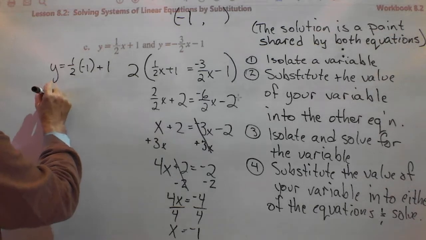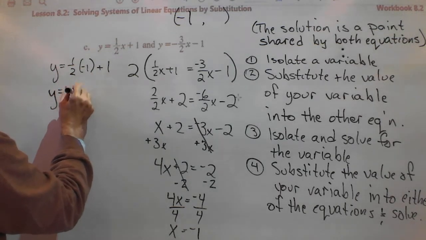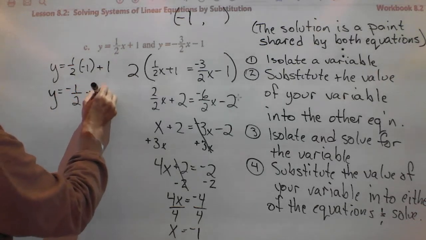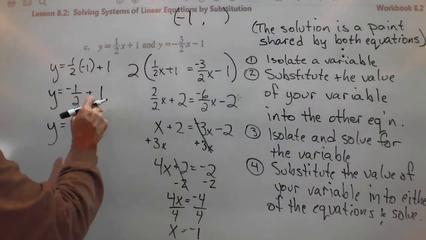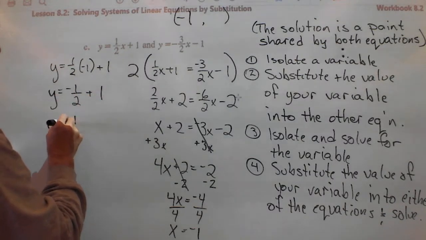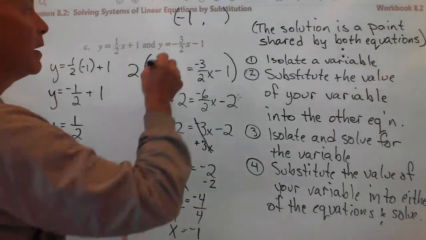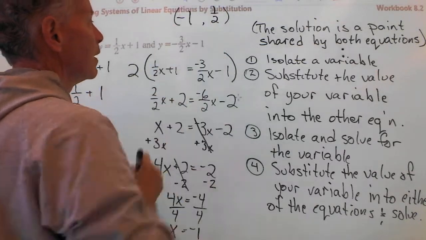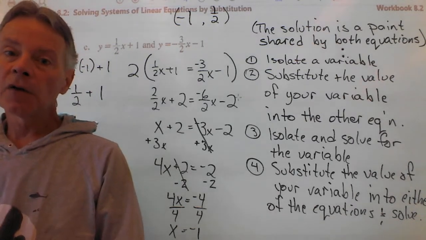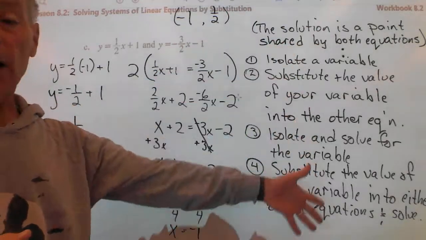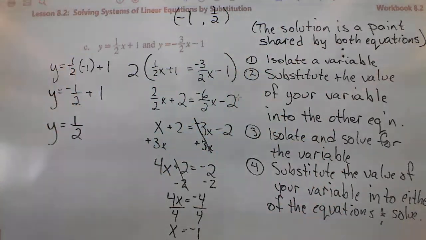Simplify the right side. Y equals, well, 1/2 times -1 is simply -1/2 plus 1. -1/2 plus 1 is +1/2. So my value for y is +1/2. Okay? So again, notice I didn't even have to erase this because we're doing the same steps every time.